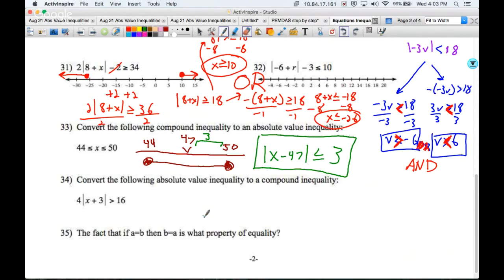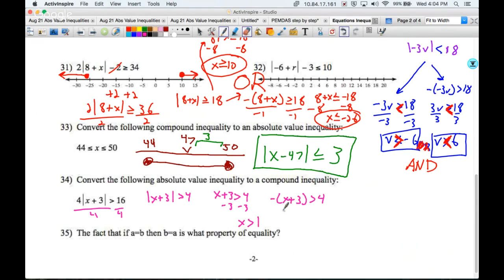Convert the following absolute value inequality into a compound inequality. All right, so go in the other direction. Divide both sides by 4 to start. Absolute value of x plus 3 is greater than 4. Split into the 2 cases. X plus 3 is greater than 4, and negative parentheses x plus 3 is greater than 4. Subtract 3 from both sides. We've got x is greater than 1.